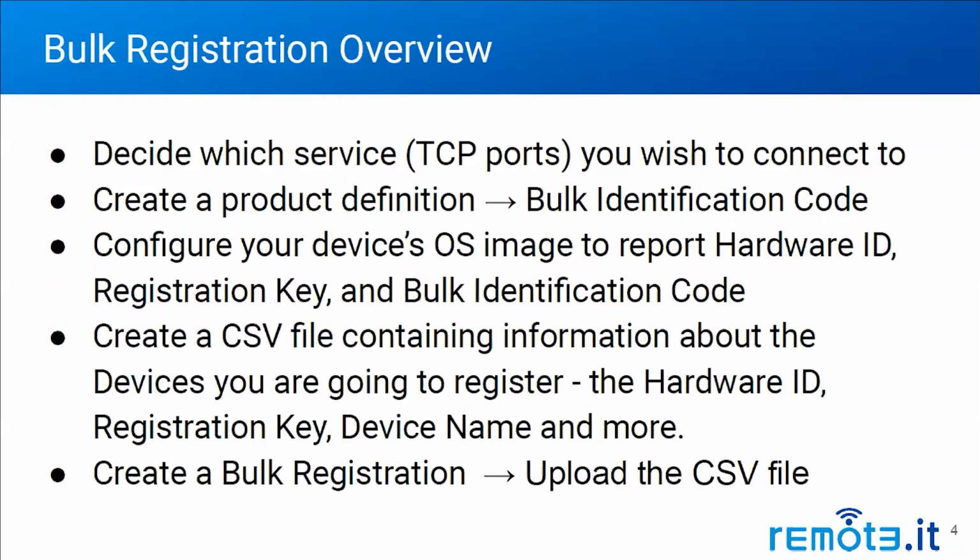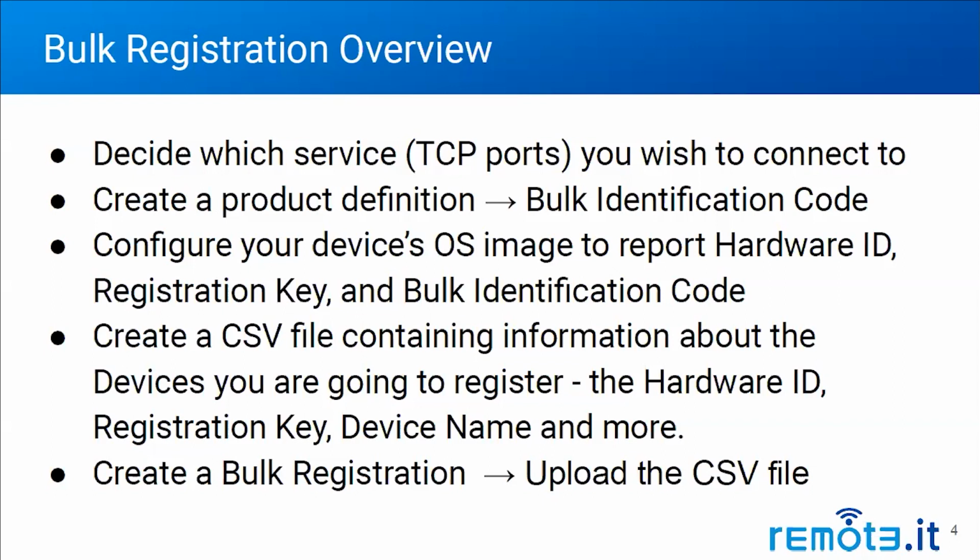To get started, you need to decide which service or services and their TCP ports you wish to connect to. With this information, you will create a product definition, which gives you a bulk identification code. Then you configure your device's OS image to report the hardware ID, registration key, and the bulk identification code. Now, here's where I'm indicating that it may get a little confusing because I haven't defined all of these things yet, but I will, so just hang on.